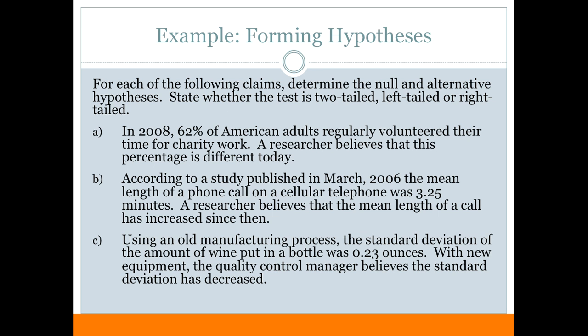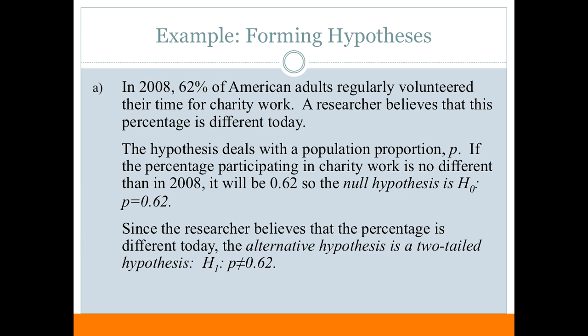So let's look at the examples that we talked about before, and let's see if we can set up some hypotheses for these. So for A, we have in 2008, 62% of American adults regularly volunteered their time for charity work, and a researcher believes that this percentage is different today. So the key word here is different. The researcher doesn't have an inclination as to whether that proportion has increased or decreased. They just think that it's different.